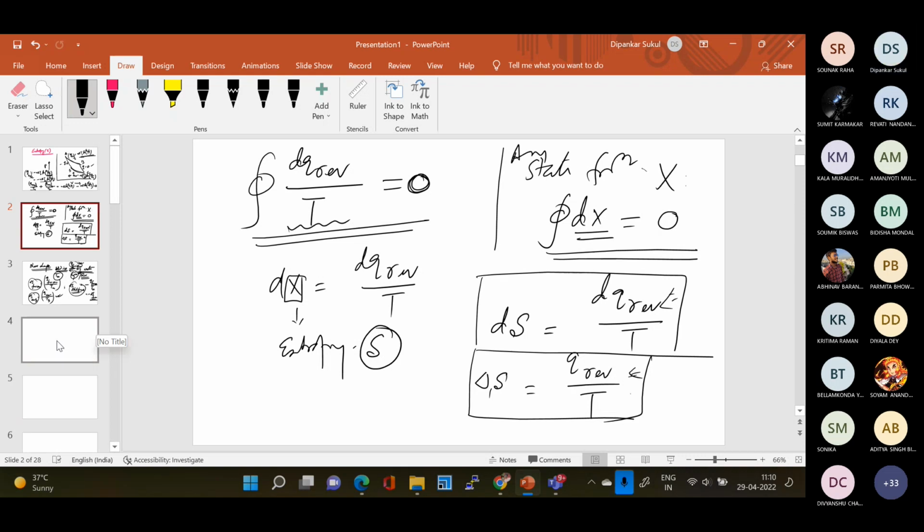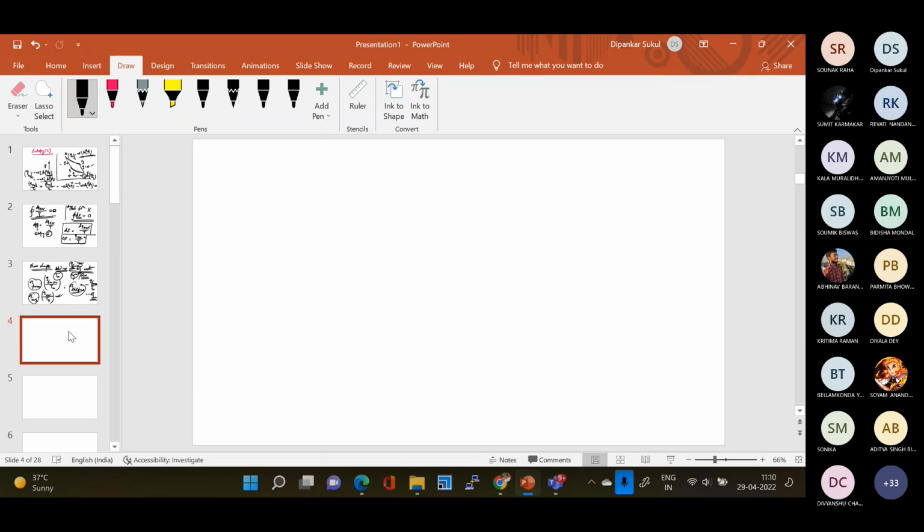Now, what is the significance of this entropy change?